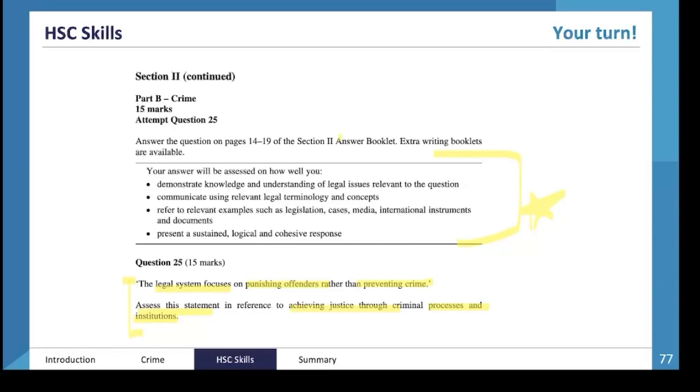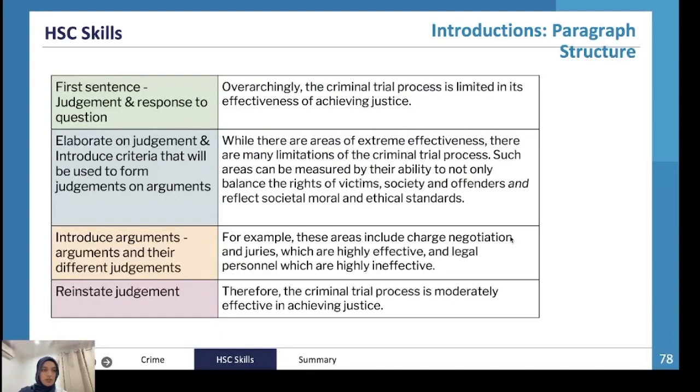Okay, so now we're looking at paragraph structures. We'll look at some examples. So first sentence, you look at, okay, judgment and response to the question. So for example, overarchingly, the criminal trial process is limited in its effectiveness of achieving justice. You can then elaborate on your judgment and introduce the criteria that will be used to form judgments on arguments. So while there are areas of extreme effectiveness, there are also many limitations of the criminal trial process.